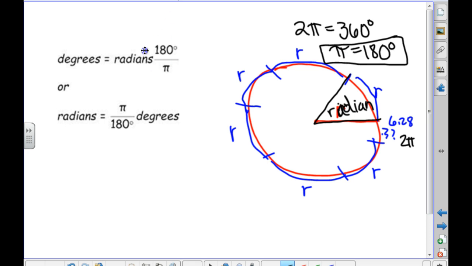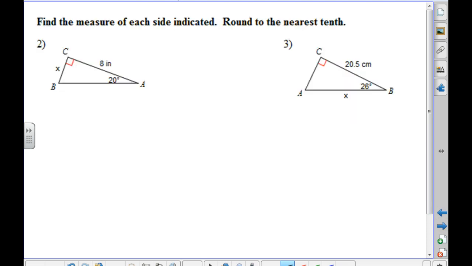I don't remember, do I multiply by 180 over pi or pi over 180? Because I just use my dimensional analysis brain from science class, and I think about canceling out radians or degrees, and I put it whichever way I need it. Okay, so we'll come to that in a few minutes. Any questions so far? All right, let's start at the top.